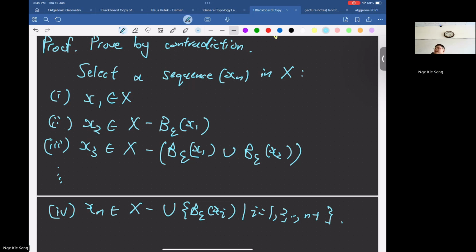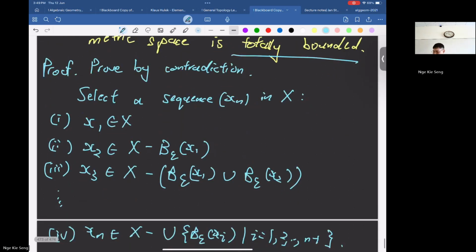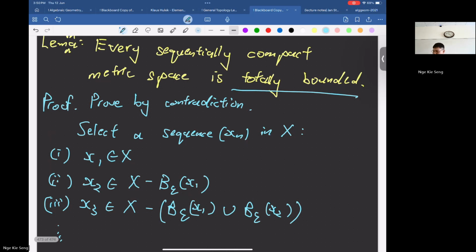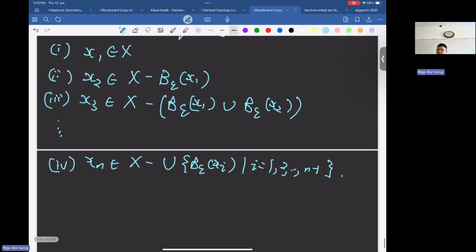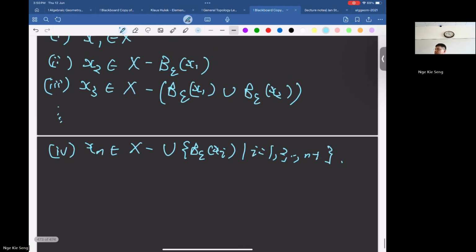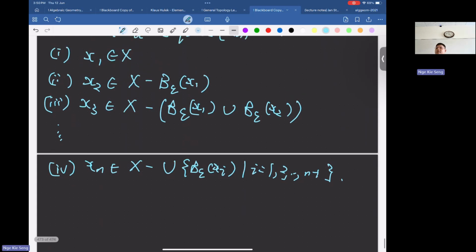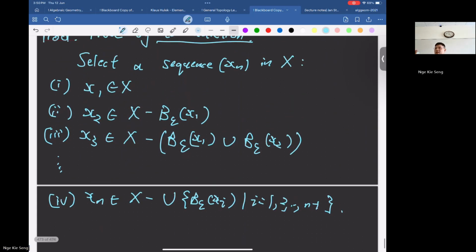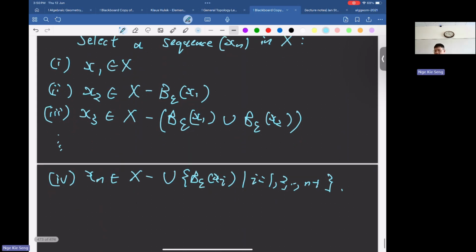Make sense? Why can we do this? What is the condition? Because it is not totally bounded. Yes, this is infinite. We continue for every n.